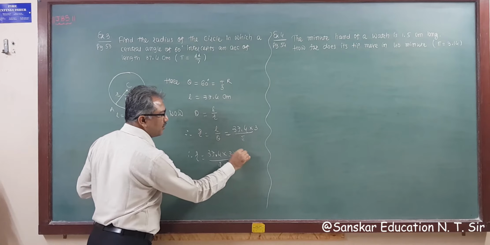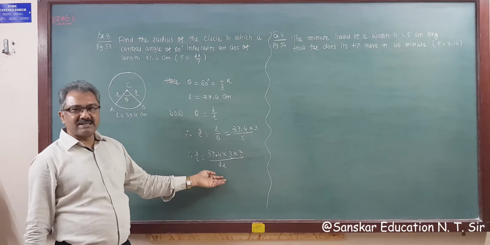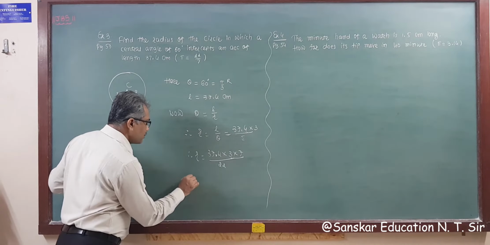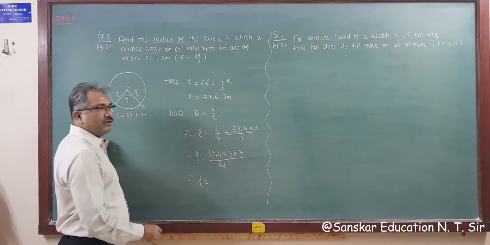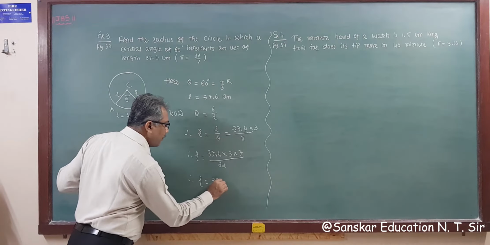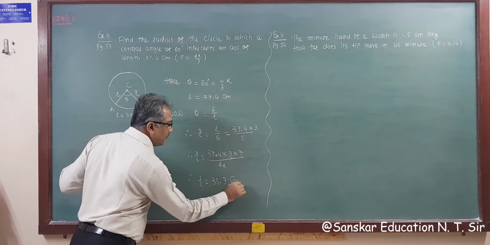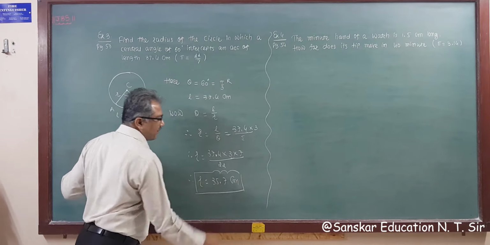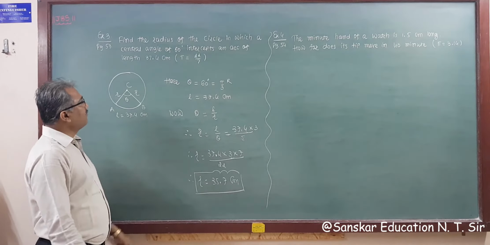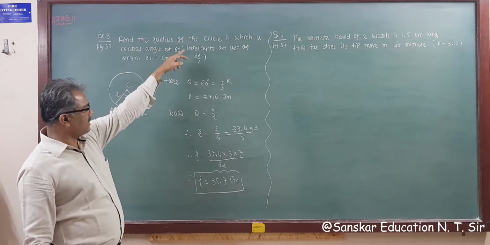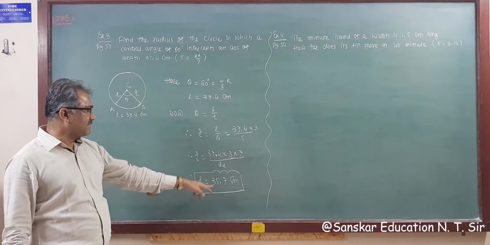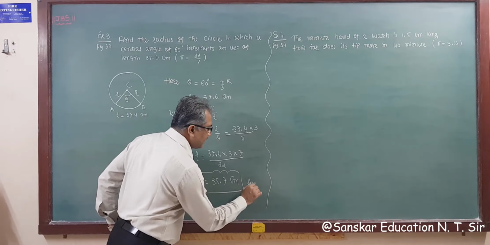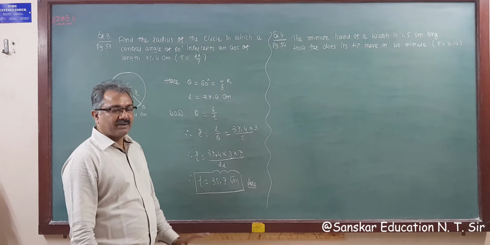So the denominator goes to the numerator, and if you simplify this, your answer will be 35.7 centimeter. So the radius of the circle R is equal to 35.7 centimeter. This is the answer that you wanted to find. So the radius of the circle is 35.7 centimeter. This is your answer. Got it?